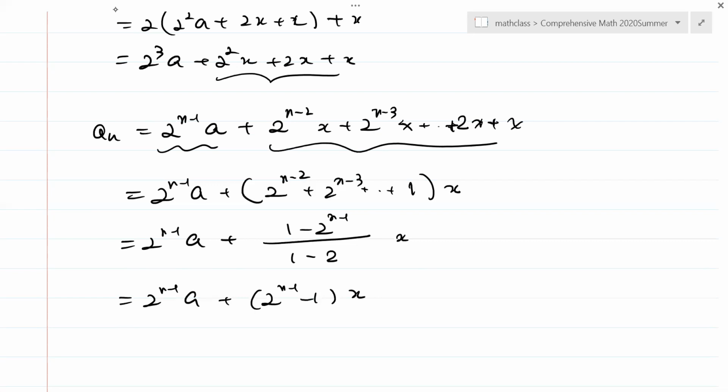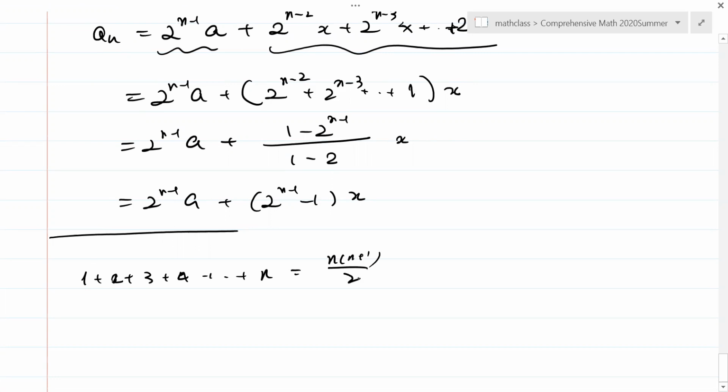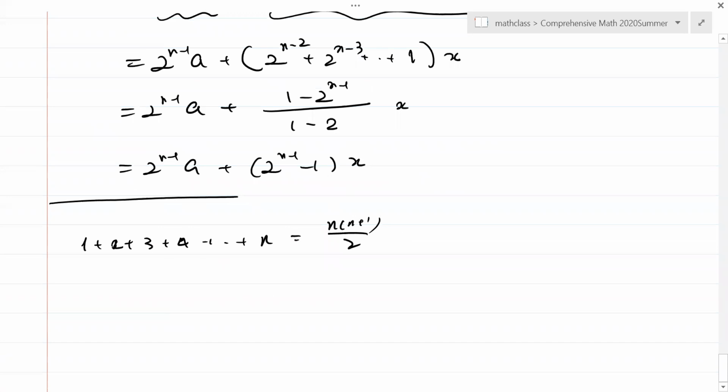All right, let's see. Well, remember, we have a couple of formulas for the sum. This is 1 plus 2, plus 3, plus 4, all the way to n. And this is n times n plus 1 divided by 2. Okay. Another formula is 1 plus 2 squared plus 3 squared plus 4 squared up to n squared. And that is going to be n times n plus 1 times 2n plus 1 divided by 6.